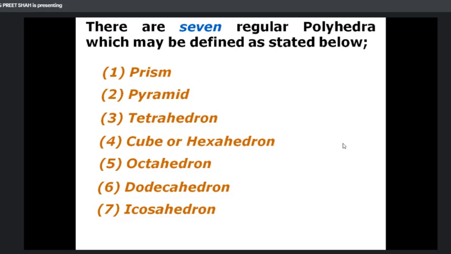Okay, so apart from these seven, we only talk about the first four: prism, pyramid, tetrahedron and cube. In your third sessionals, your syllabus goes up to the fourth point, points 1 to 4: prism, pyramid, tetrahedron and cube. Any one example from these four may be asked in your exams. Okay, so next one.